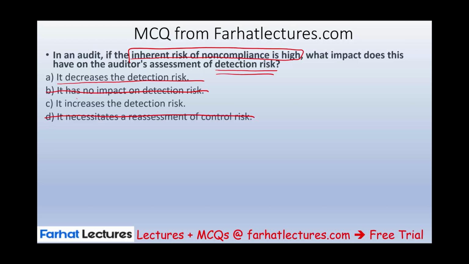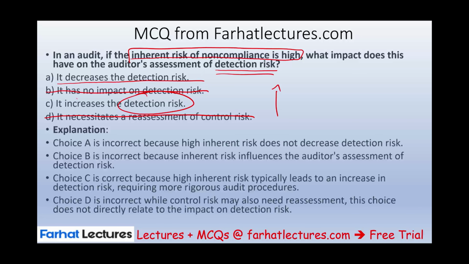Now, the question is this. If you work in an environment where it's inherently risky, what happens to your detection risk? Are you more likely to miss stuff or less likely? Taking only inherent risk high, if the inherent risk is high, it means the environment that you operate in is highly risky inherently, then your detection risk is higher. There's a higher chance of missing something. Therefore, the answer is C as in Charlie.